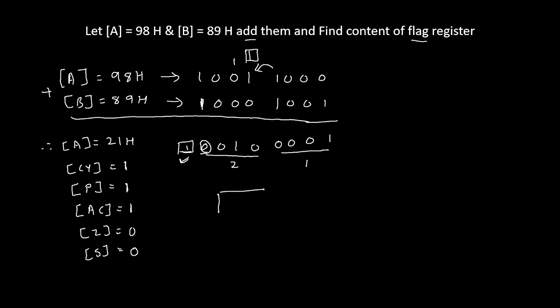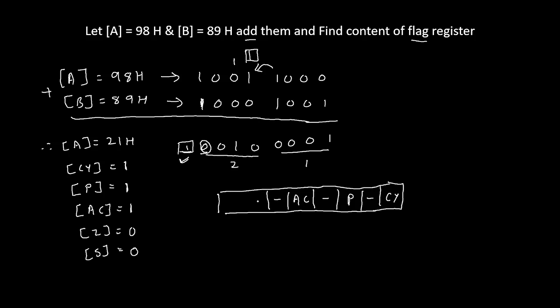So finally, we will draw flag register. There are total 5 flags. First flag is CY. Next bit we do not use. Then second flag is parity. Next bit we do not use. Then next flag is auxiliary carry. Then next bit is not in use. And last two flags are 0 and sign.